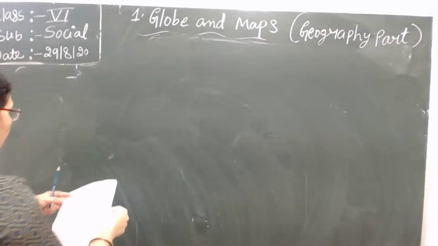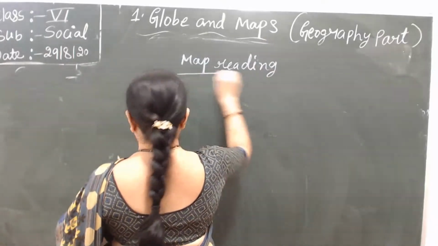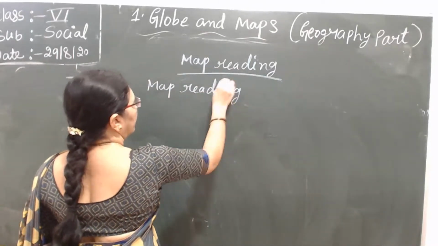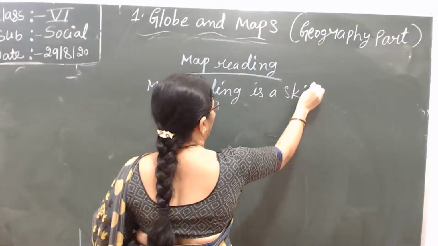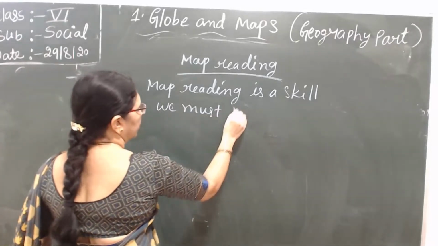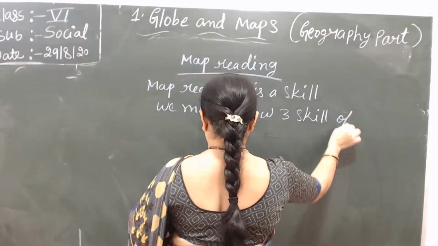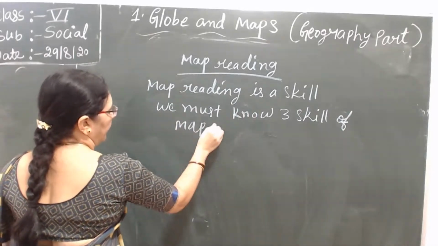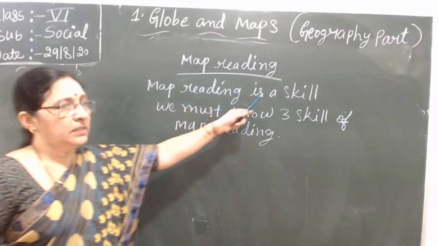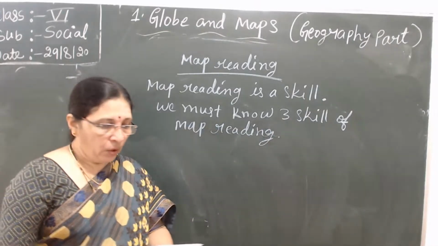Next, map reading. Map reading is a skill. We must know three skills of map reading. What are the three?